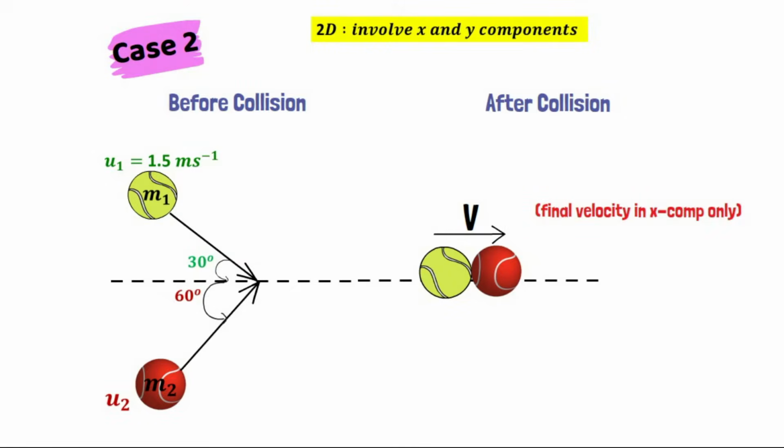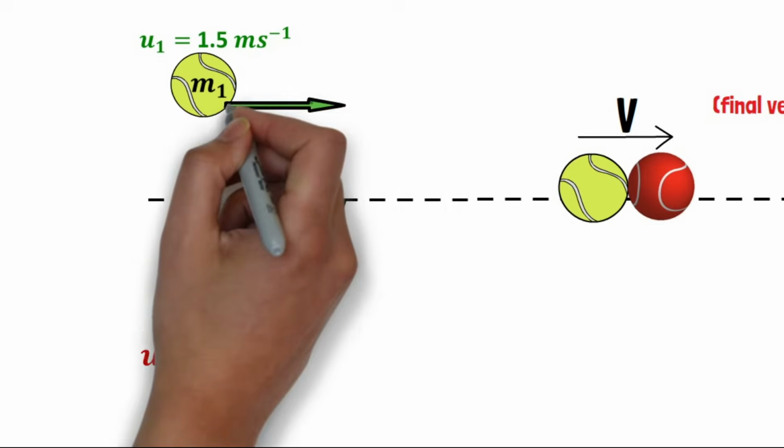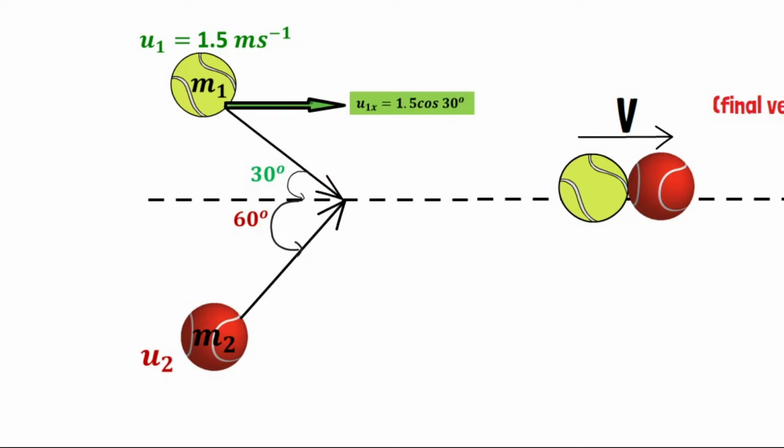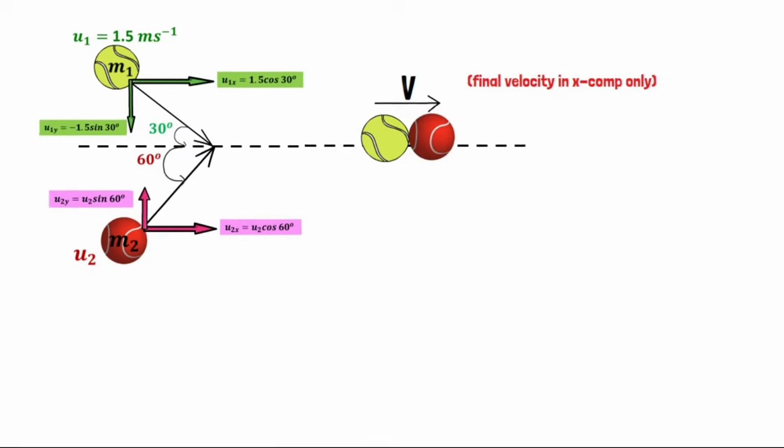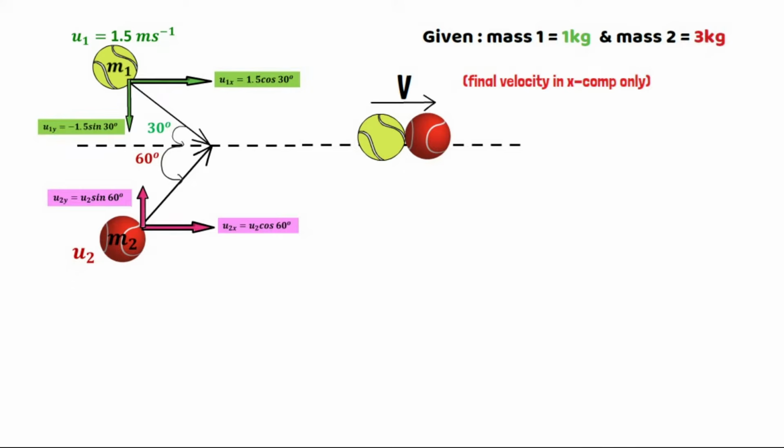Boleh? So now let's resolve U1 into X and Y component. So we're gonna have U1X and U1Y. Pastikan tulis equation dengan betul. U2 untuk objek kedua juga perlu kita resolve into U2X and U2Y. Ingat ya, U1Y the direction is downward. That's why equation untuk U1Y is negative 1.5 sin 30 degree. So given that mass 1 is equal to 1 kg and mass 2 equal to 3 kg.